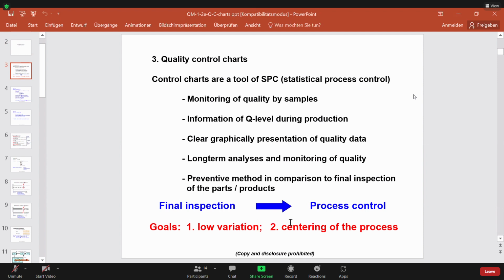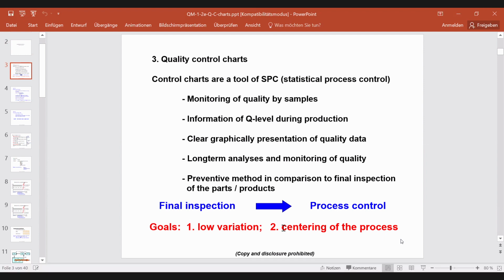And also, of course, the centering of the process to the target value. The target value which you see in the drawing. Maybe in the product drawing, for every dimension you have a target value, and you have to center the process to get the process to the target value or nearby the target value.